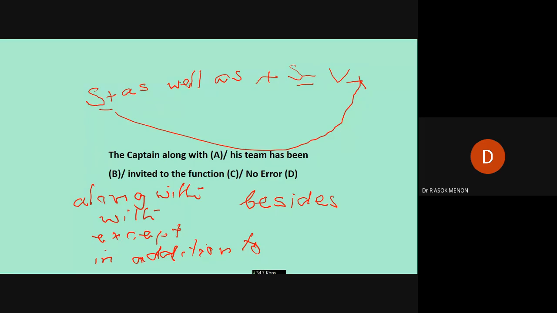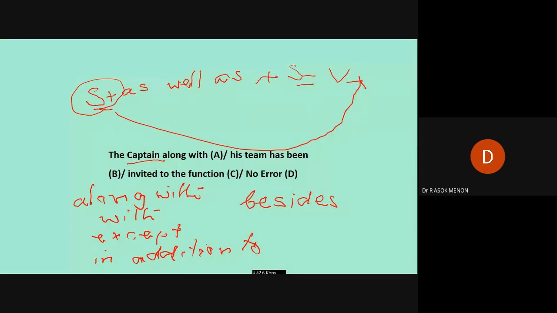In this case, who is the actual subject? It is the captain. "Along with his team" means it is not the actual subject. Captain is the actual subject, that is singular. Therefore, "the captain along with his team has been invited to the function", the verb has to agree with the first subject. So as Kishore has asked, see the conjunctions that I have written here: as well as, along with, except, in addition to, besides. When you use these conjunctions, you should always consider the first subject.